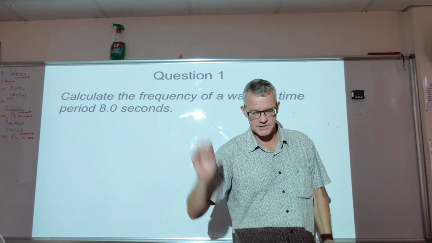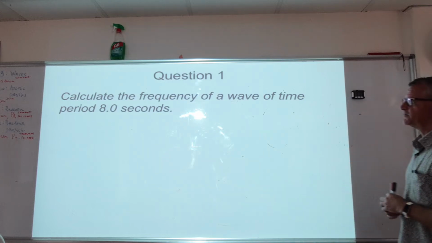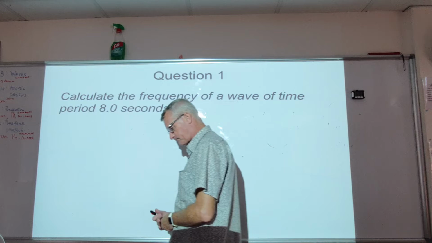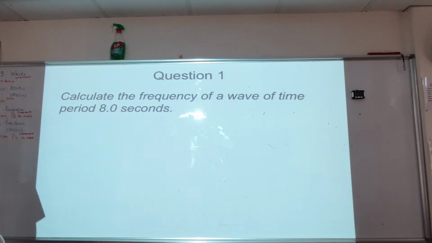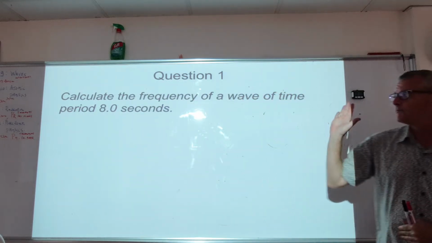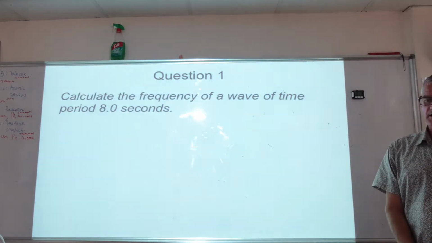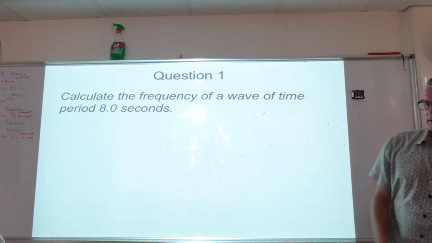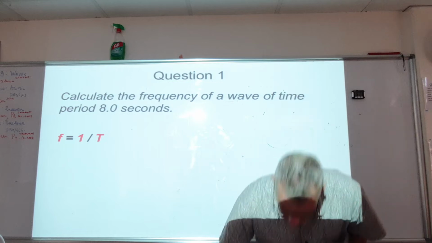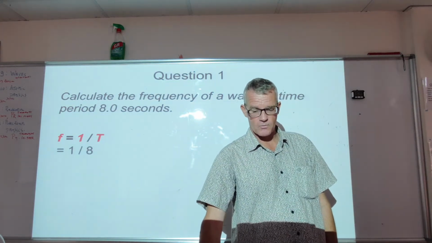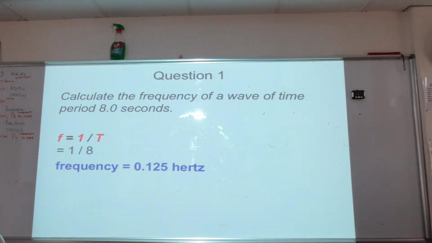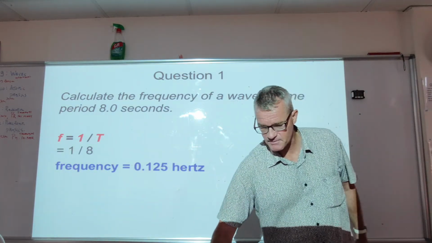So, first question is here. Calculate the frequency of a wave of a time period of 8 seconds. Pause the video and make your calculation. Now, we know that the frequency is 1 over T, is 1 over 8, and in this case the frequency is 0.125 hertz.